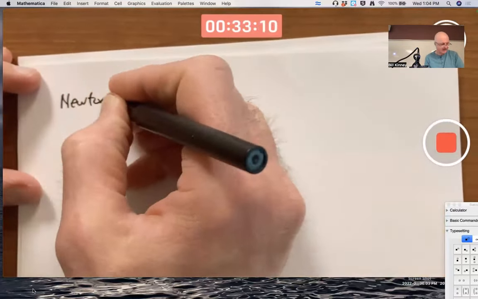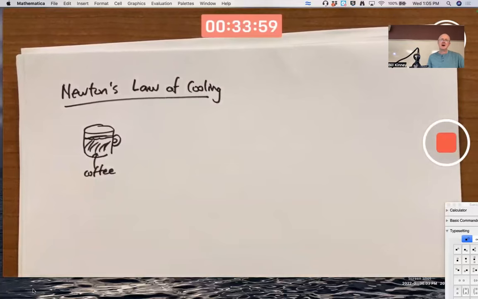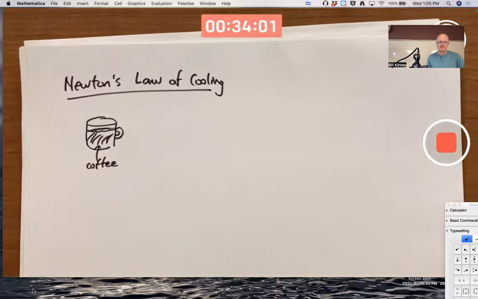Newton's law of cooling, say, for cooling coffee. Is there a Newton's law of heating as well? Well, let's wait and see. So we got a mug here. Got some coffee in there. Using a black pen, if you like black coffee, you can pretend that's black coffee. And it's cooling, right? You've brewed it, poured it in the mug. You're letting it cool because it's just too hot at first.